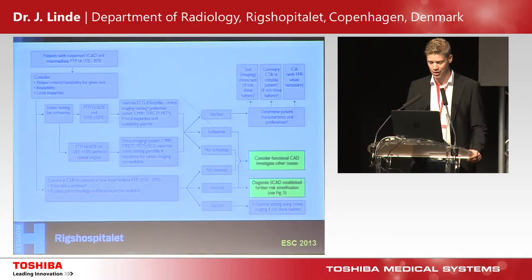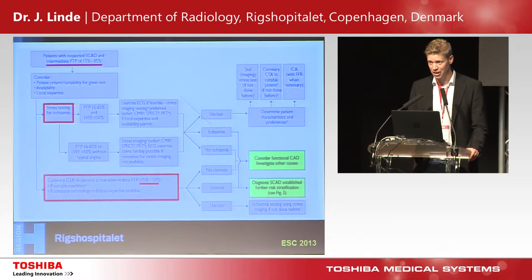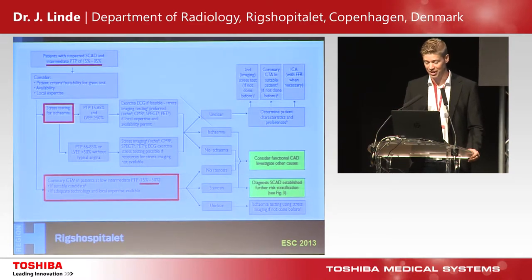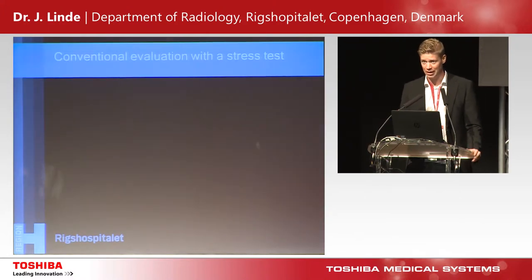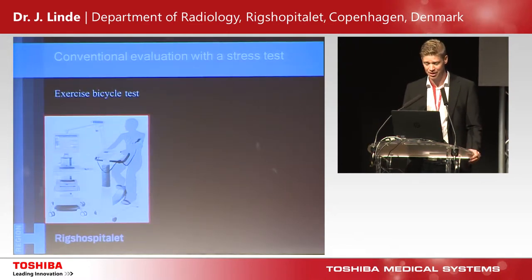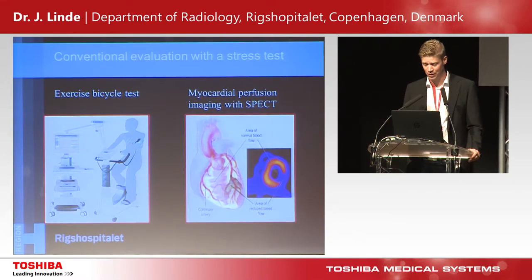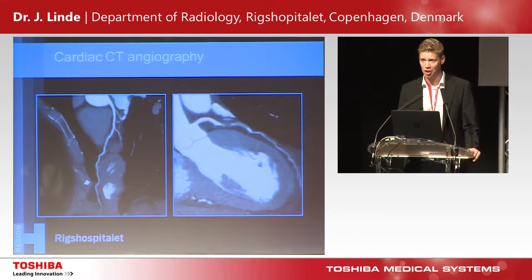So at this stage, in this intermediate risk group, we can do stress testing by exercise testing or stress imaging, but we can also do cardiac CT. However, cardiac CT is only indicated for patients with a probability between 15 and 50%. So conventionally, at least in Denmark, but also in most European countries, we have used the exercise bicycle test or SPECT examinations. But now we have the anatomical based alternative being cardiac CT.